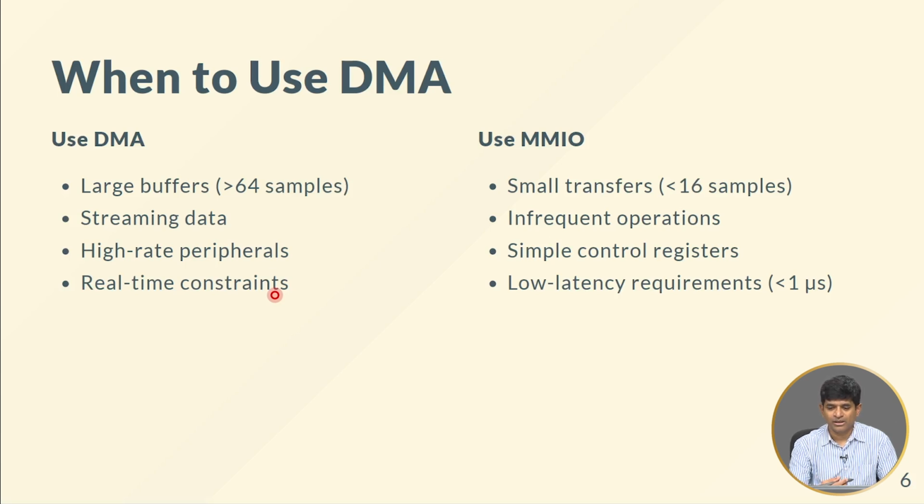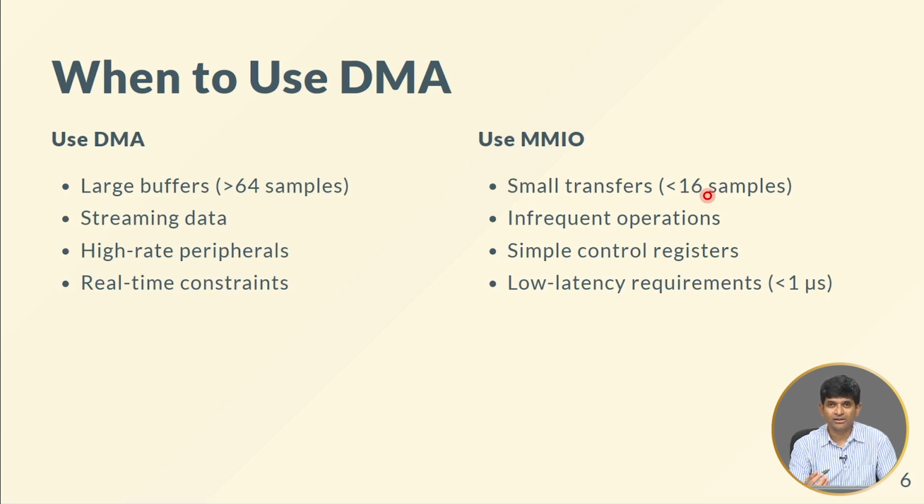Now, MMIO on the other hand is typically good for small transfers. The example I am giving here is less than 16 samples. So if you look carefully, you will notice that there is a gap. I am saying more than 64 samples for DMA, less than 16 samples for MMIO. That is intentional. The point is, these are not hard and fast rules. So you need to actually check for any given problem whether it makes more sense to use one or the other, and there will be some gray area in between where either one would be alright.